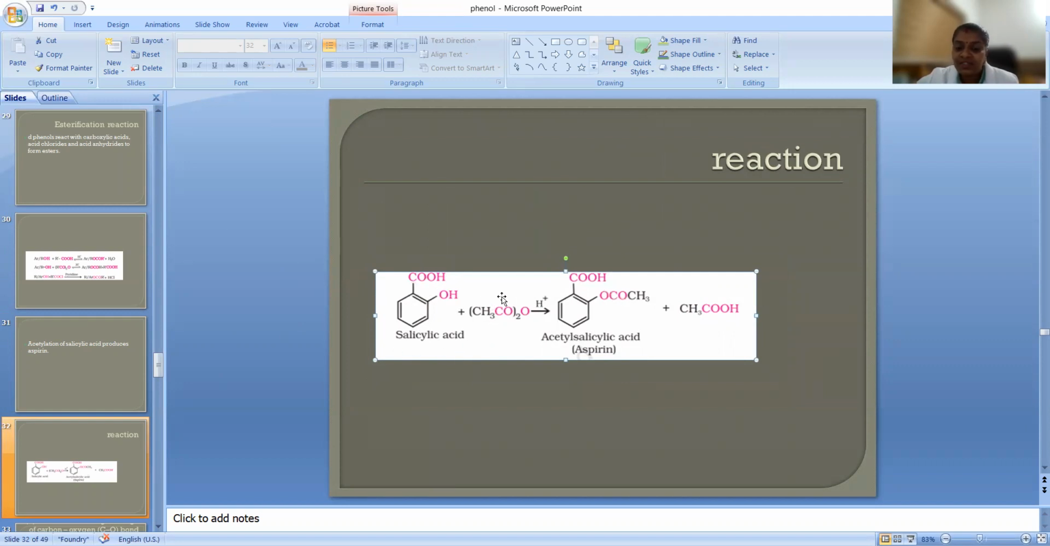When it is reacting with an acid anhydride in the presence of an acid, it will be converted into the corresponding ester, right? Already we discussed ester formation. It will be converted into the corresponding ester. That is called aspirin, and you will get another acid. So phenol is used for the preparation of aspirin. That is one important use of phenol.